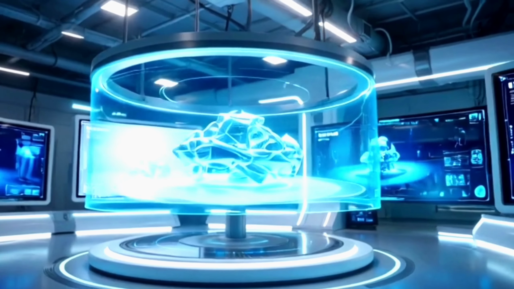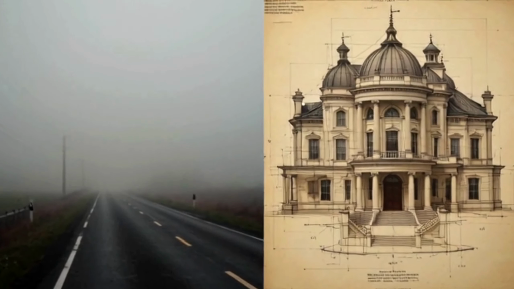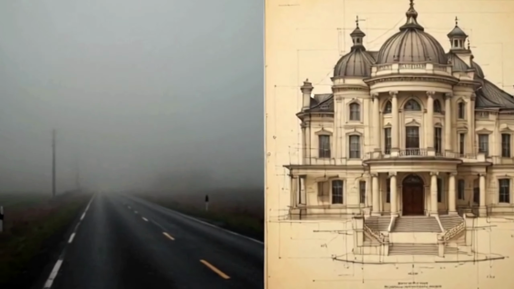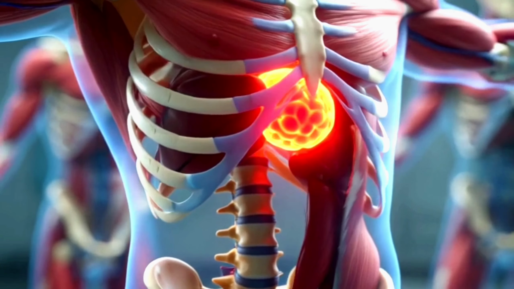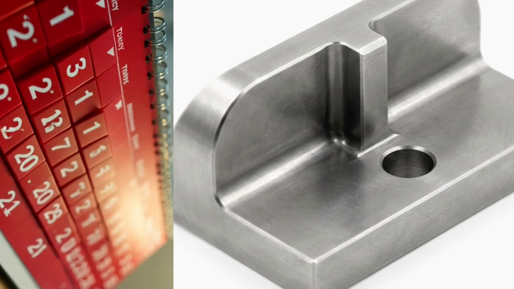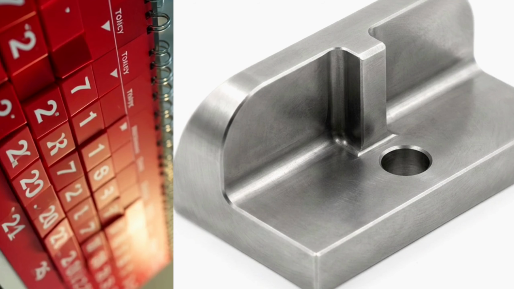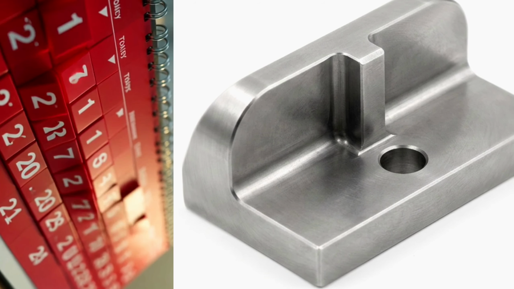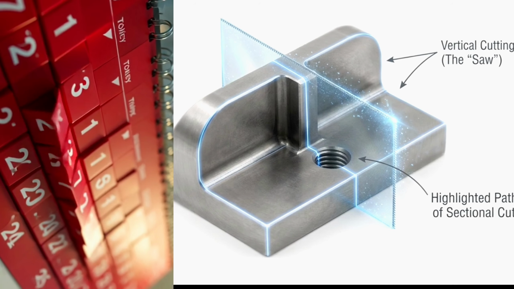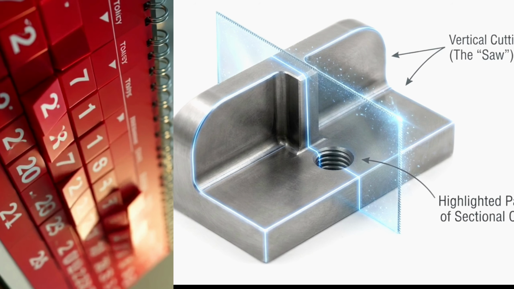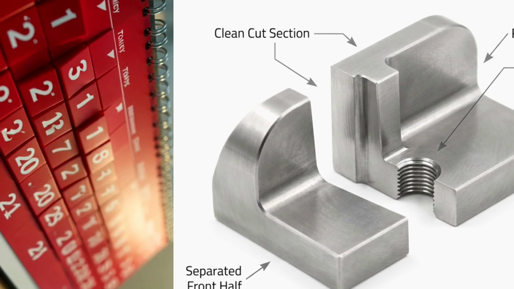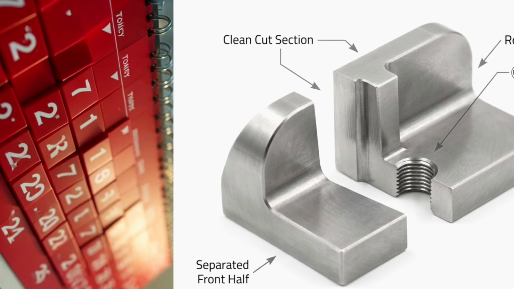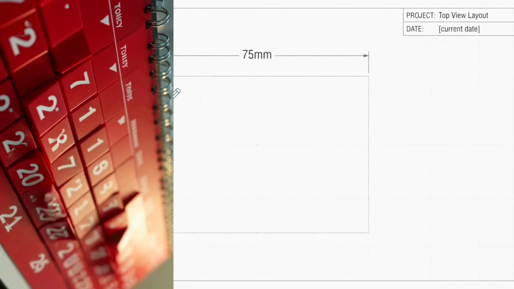Now let's talk about the sectional view. In engineering drawings, sometimes internal features cannot be seen clearly. To solve this problem, we use a cutting plane. Imagine slicing the object with a saw. Everything in front of the cutting plane is removed. What remains shows the internal structure of the object. The areas where the material is cut are filled with hatching lines at 45 degrees. These lines represent solid material. Empty spaces such as holes or cavities remain blank.